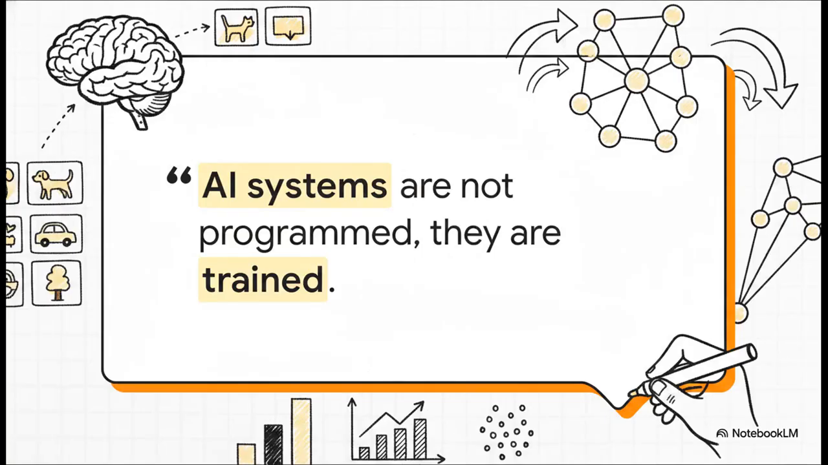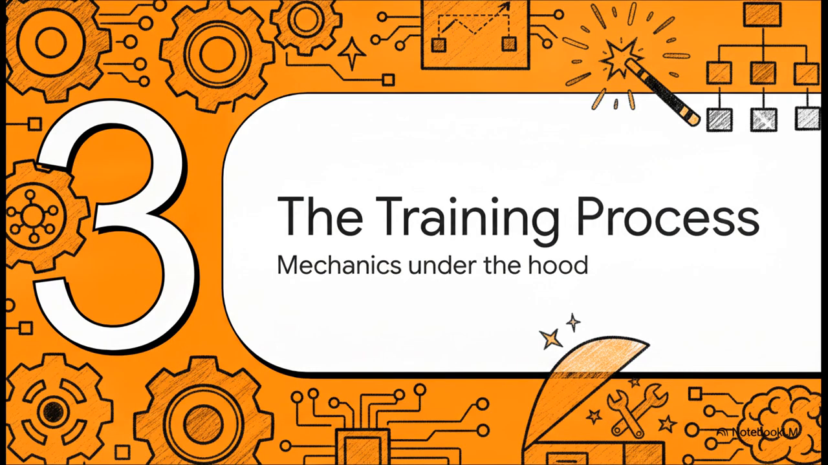Which brings us to an absolutely crucial realization that all of us developers just have to internalize. AI systems are not programmed, they are trained. Instead of sitting down and explicitly writing out logic, you are showing the system thousands or even millions of labeled examples. The model then develops its own internal weights to learn those rules entirely on its own. So, how does that work? Let's get into part three, the training process explained, the mechanics under the hood.